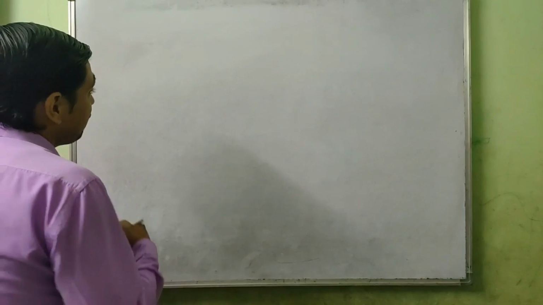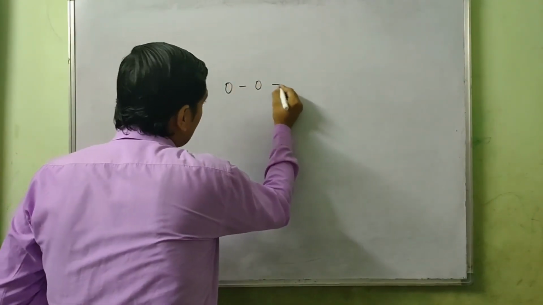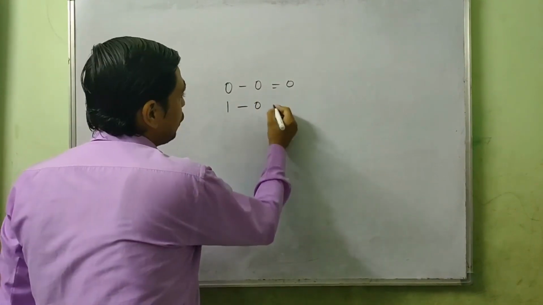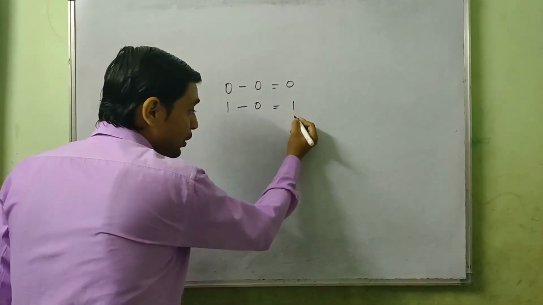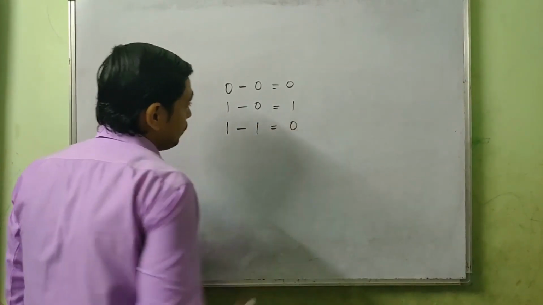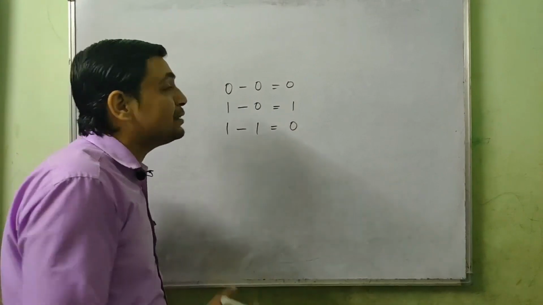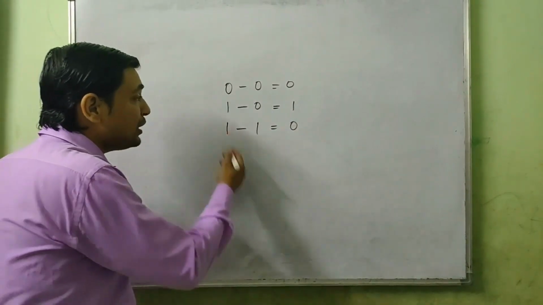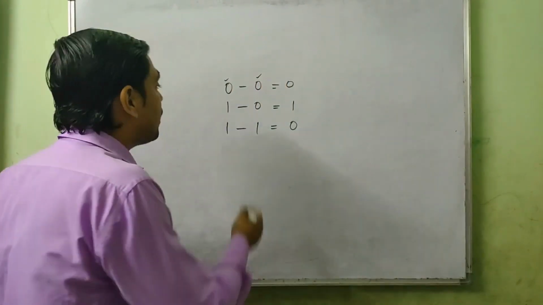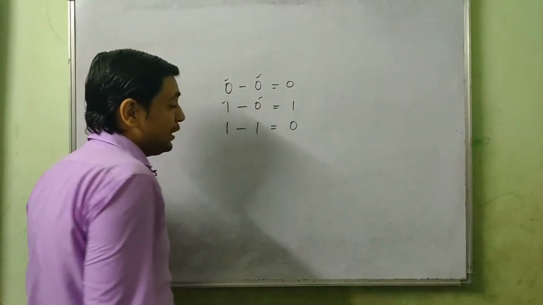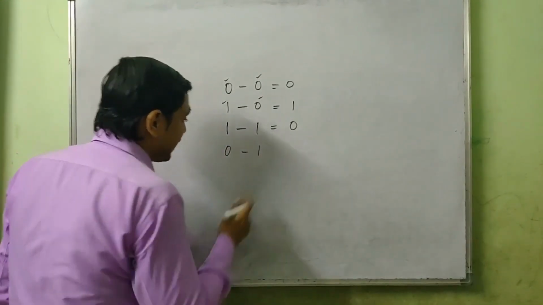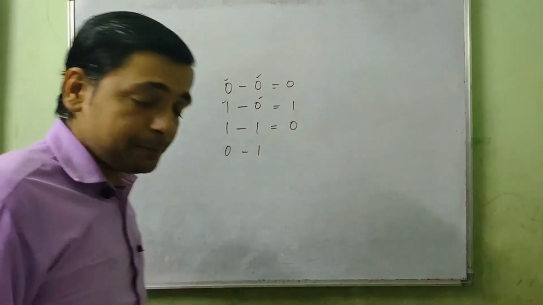For example, if I am doing 0 minus 0, I need not borrow anything, it will be 0. If I am doing 1 minus 0, again I need not borrow anything, 1 minus 0 is 1. If I am doing 1 minus 1, definitely it will be 0. These three binary subtraction cases are very clear, because in all of them either the first number is equal to the second number or the first number is greater than the second number. But the problem arises when the first number is smaller than the second number, like here 0 minus 1.